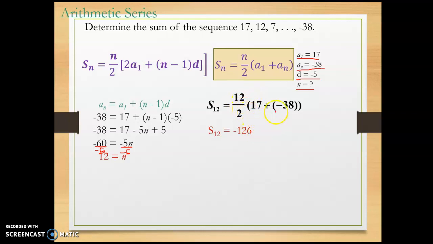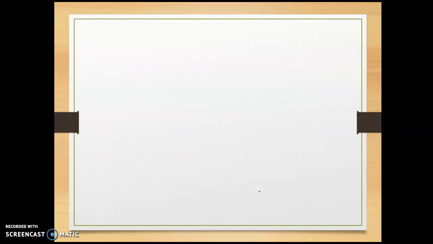Alright, so here it is negative 38 plus 17, so how much is that? 17 plus negative 38 is negative 21, and then you multiply it with the quotient here, which is 6, therefore you get negative 126. So the sum of the sequence is negative 126.